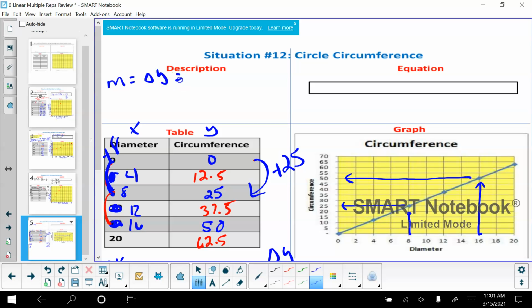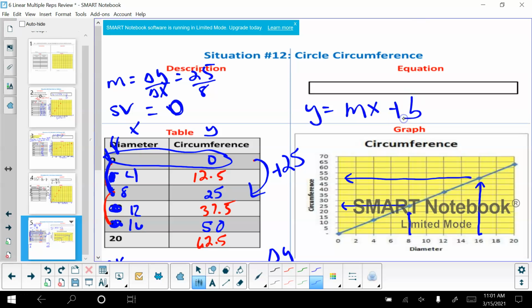You put the y number on top, which was the 25, and you put the x number on bottom, which was the 8. And our starting value was right here at the 0, 0. So our starting value is a 0. So if I'm going to write my equation, y equals mx plus b, and I do y equals, remember, m is my slope. That's going to be 25 over the 8. And I'm going to put my x plus, and my b was a 0. Remember, you do not have to use the plus 0, so I can go ahead and take that off.